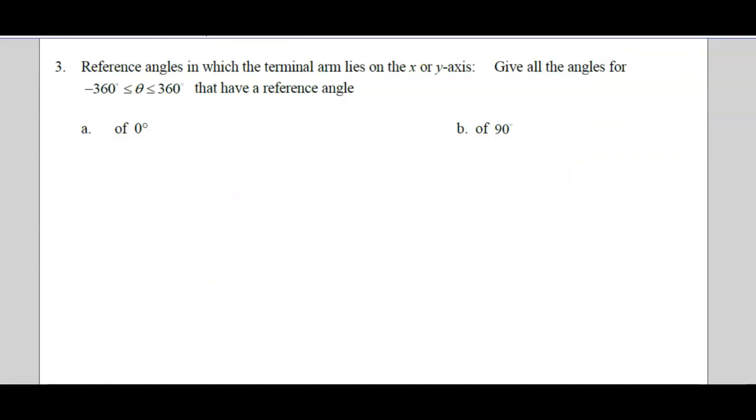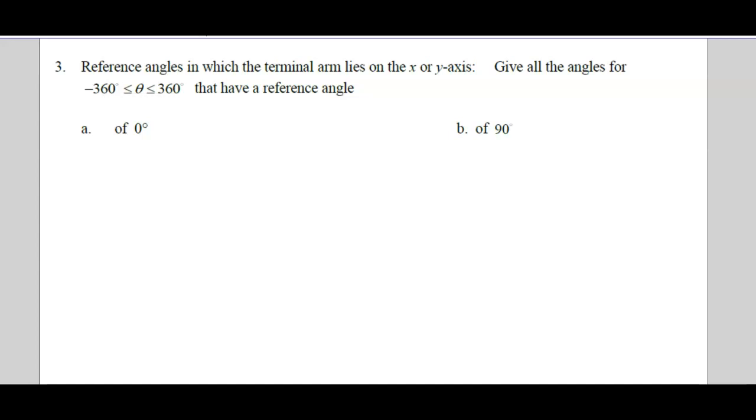What happens if it lies on the axes, where it divides the quadrants? So give all the angles for theta between negative 360 and positive 360 that have a reference angle of 0. So we call these quadrantal angles. Really, we don't end up using them that much in terms of calling it a reference angle.